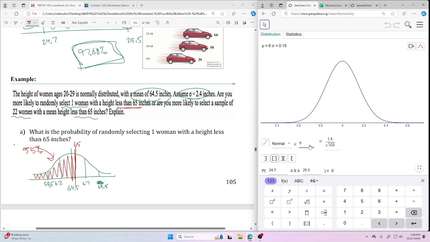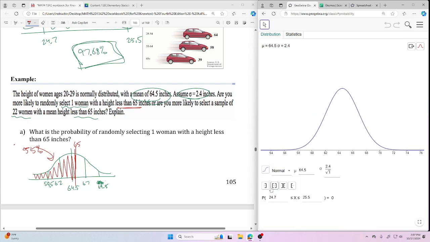The mean, 64.5. Standard deviation, 2.4 divided by the square root of what? 22 for 22 women. But notice what the very first question's asking for. It's 1. I can actually just put a 1 down here. What's the square root of 1? And so then I'm dividing by 1. It doesn't really change anything, right? So if you wanted to just have that formulaically, that's fine. We'll just change that number in a minute.